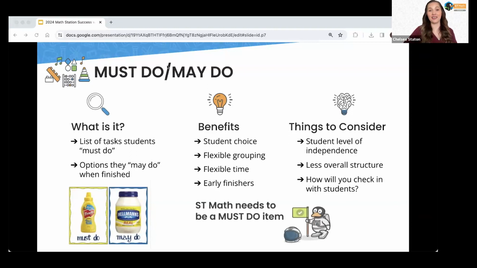And then, if you're using this type of model, then ST Math has got to be on the must-do list. So you might give students a set number of puzzles to complete, a set objective to complete, a certain amount of time they have to be on, but it can't just be the may do, or we're just leaving it up to chance if students get on or not. So if you're using this type of model, ST Math has got to be on the must-do list.